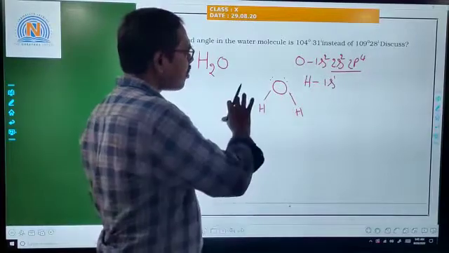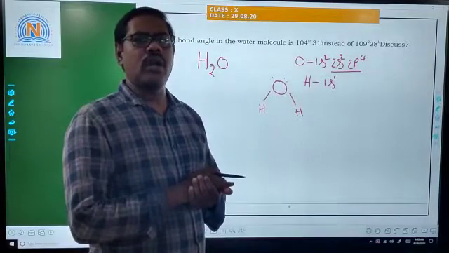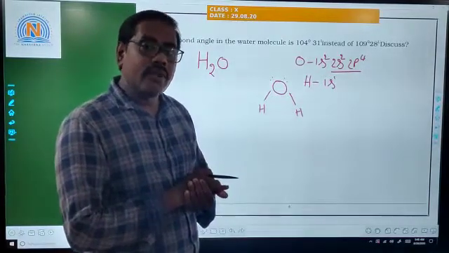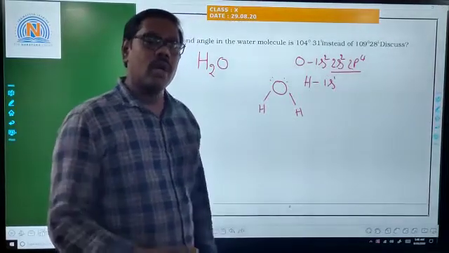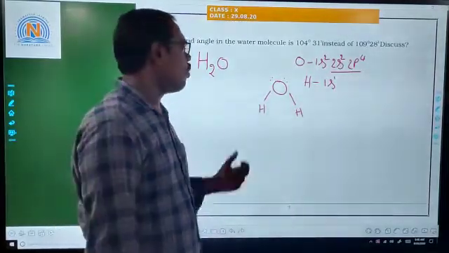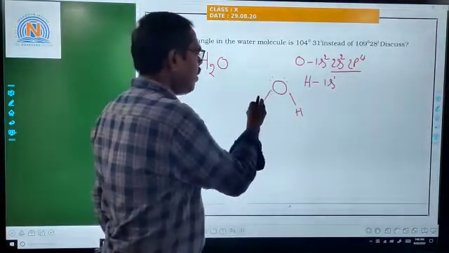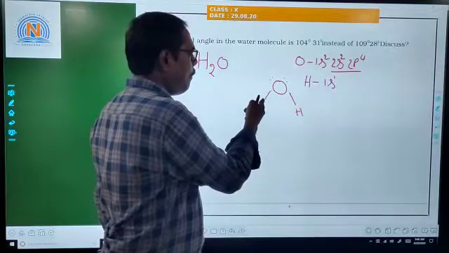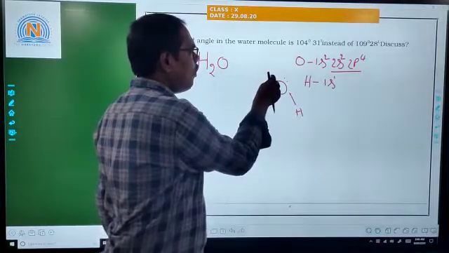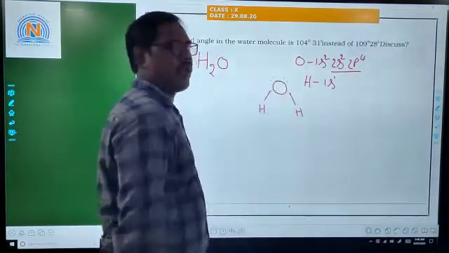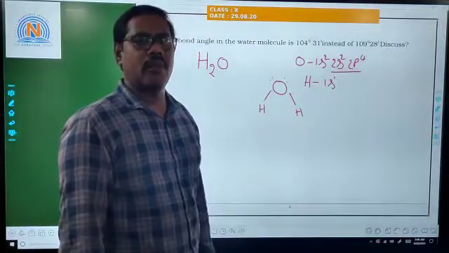Here, in this structure of the water molecule, around the oxygen a total of 4 electron pairs are present, in which 2 are lone pair electrons, that means 2 are non-bonding pairs of electrons, and 2 are bonded pairs of electrons. This one is a bonded pair, this one is a bonded pair. Here one pair of electrons, and one more pair of electrons are there. These two are non-bonded, that means they do not participate in the bonding.